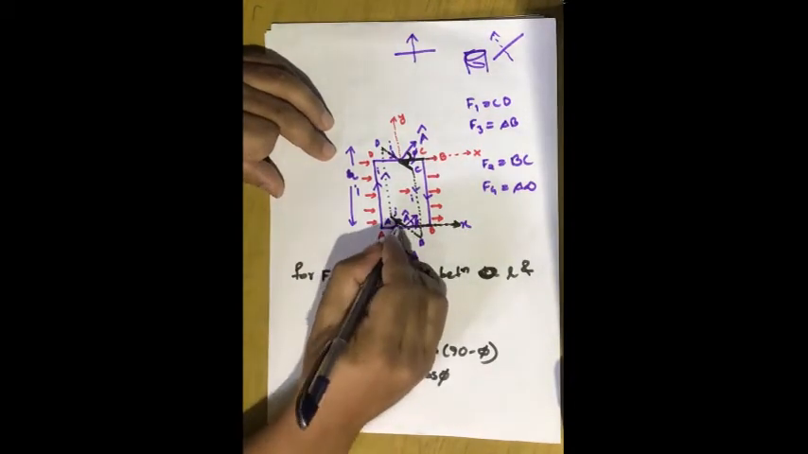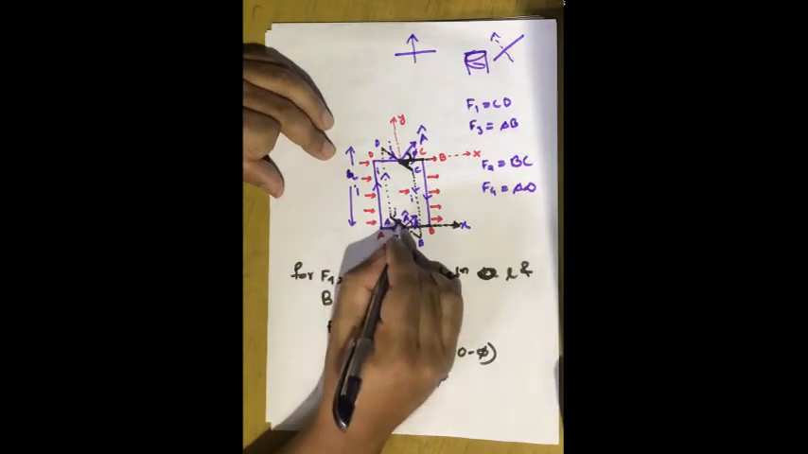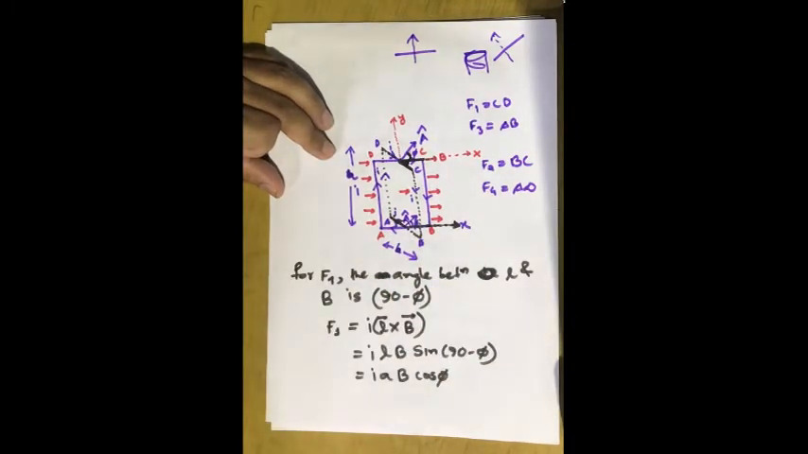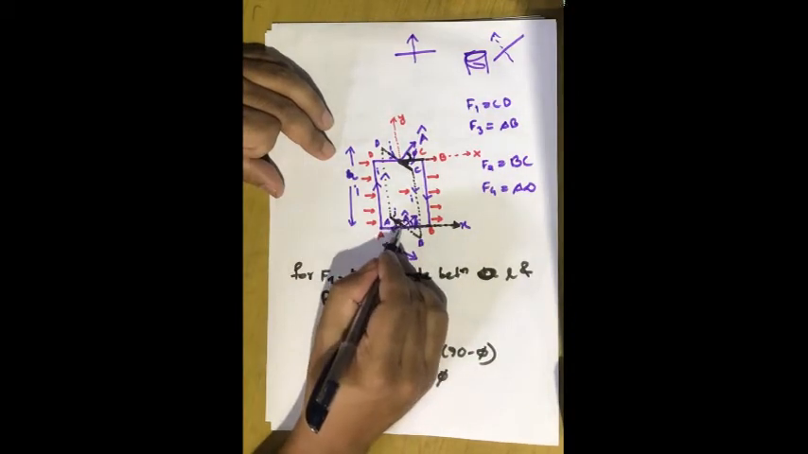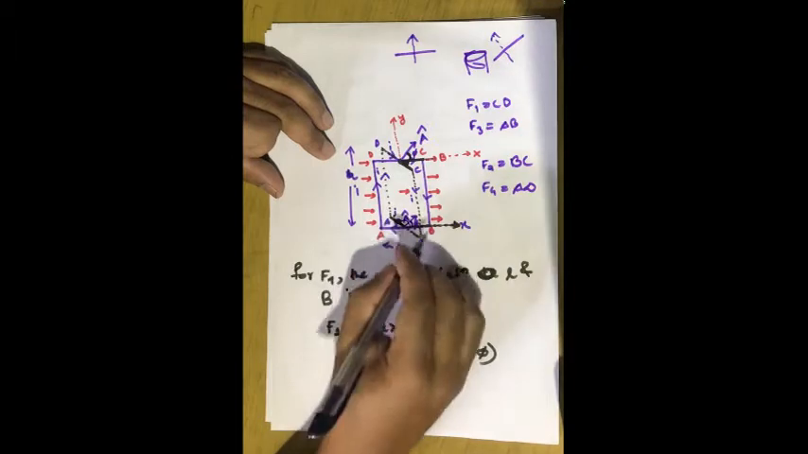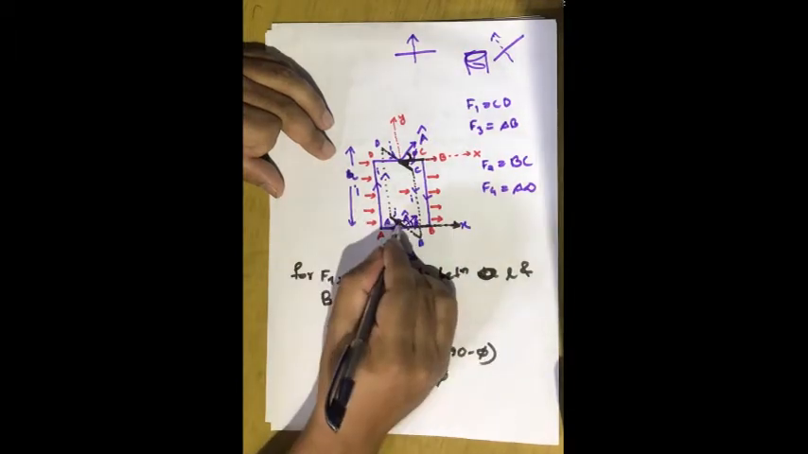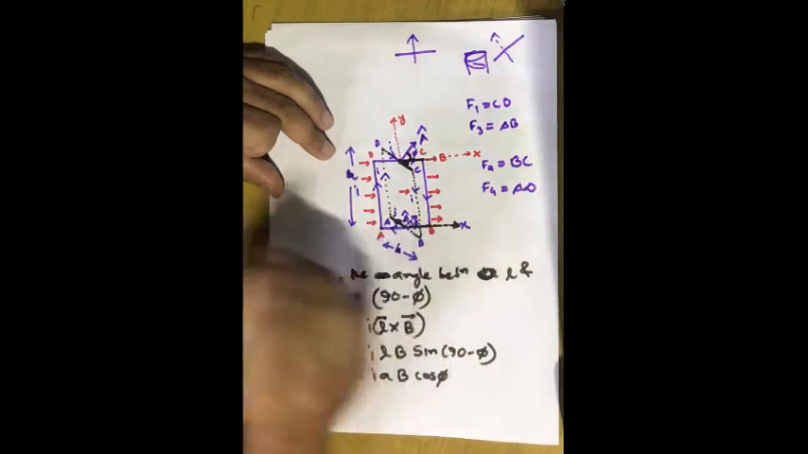So what we have to find? We have to find out the value of this angle. This angle, we have to find out the value. Okay, so this is the direction of L and this is the direction of B. So basically we have to find out the value of this angle.